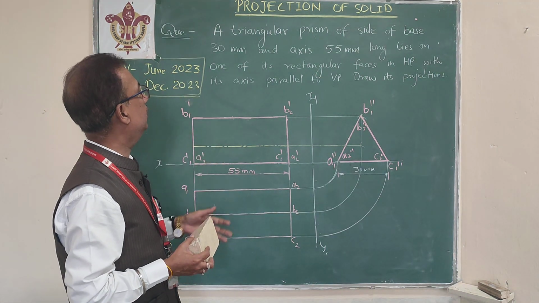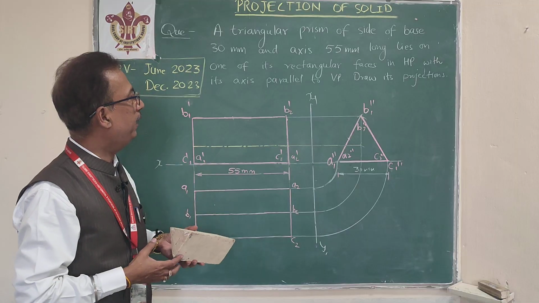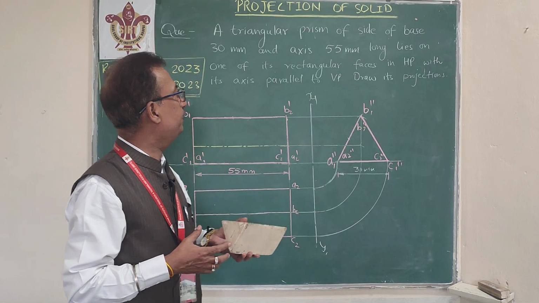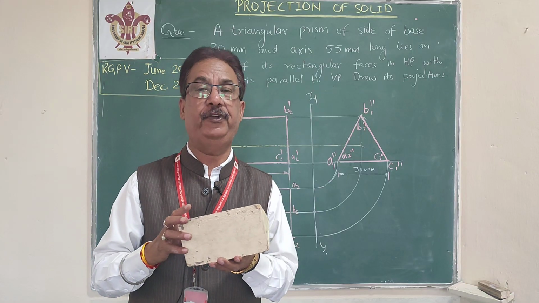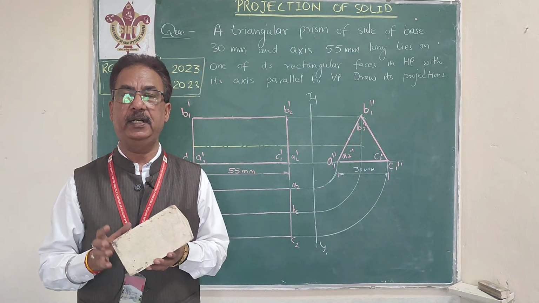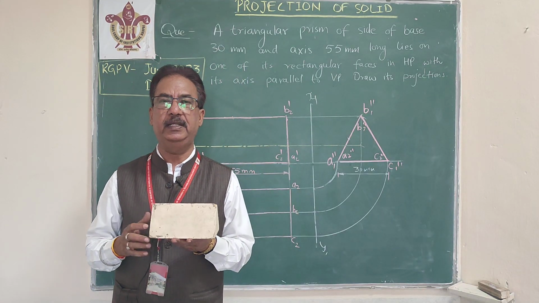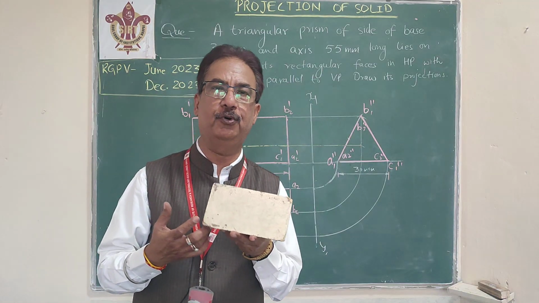If you read the problem, there will be a triangular prism having side of base 30 mm, axis 55 mm, lying on its rectangular face on the HP with axis parallel to VP. This is the third simple position of the solid, when the axis of the solid will be parallel to both the planes.